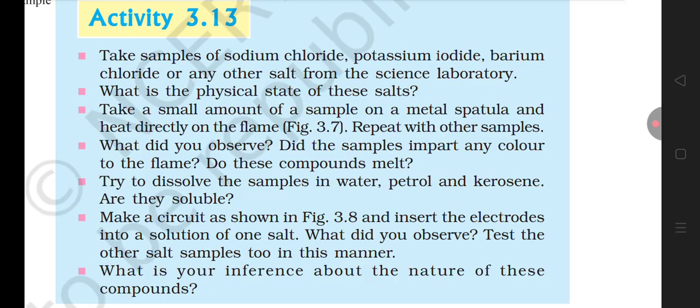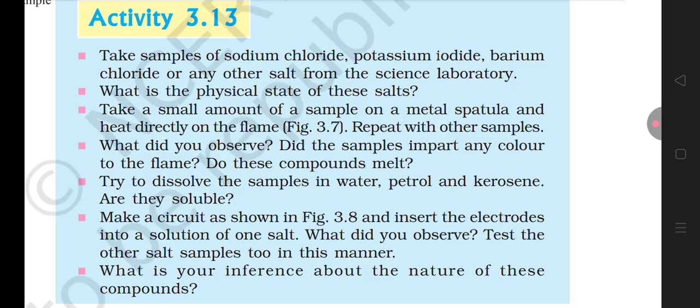Make a circuit as shown in figure 3.8 and insert the electrodes into the solution of one salt. What did you observe? Test the other salt samples too in this manner. What is your inference about the nature of these compounds? Okay, so we'll read about these compounds.